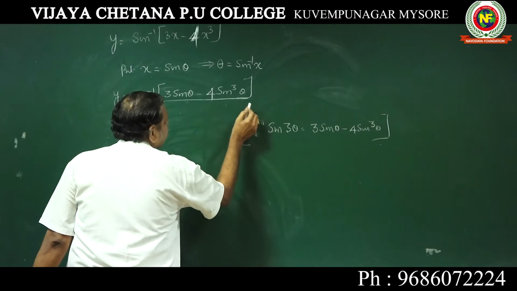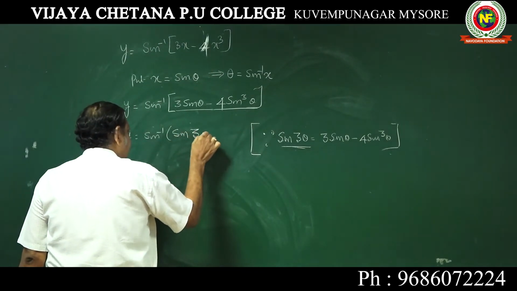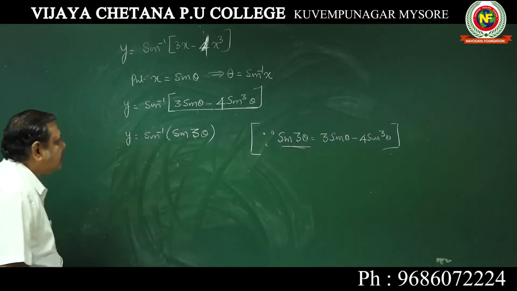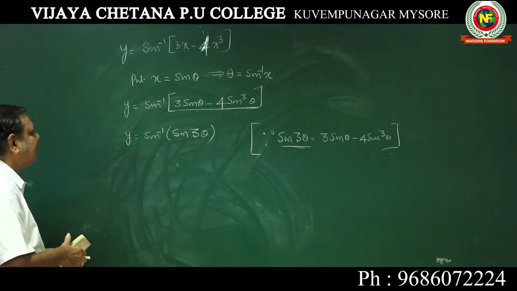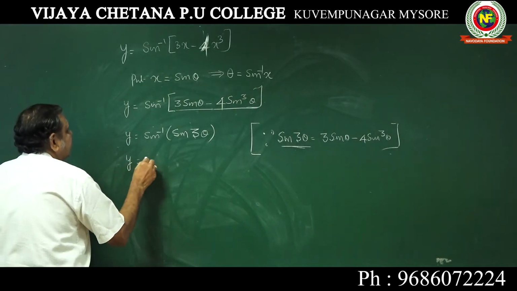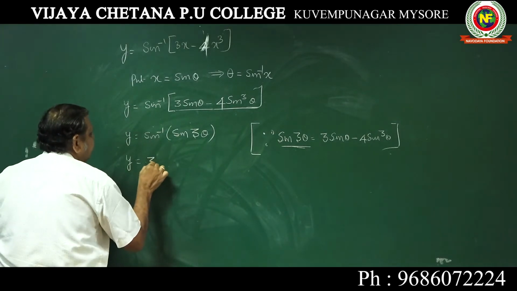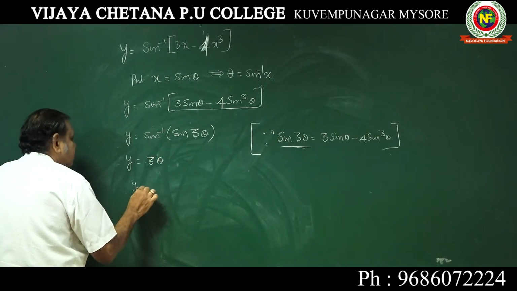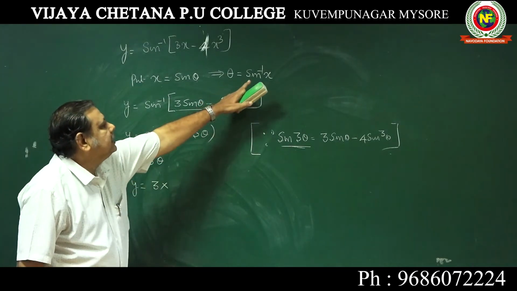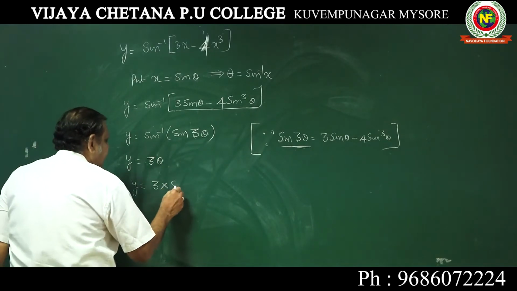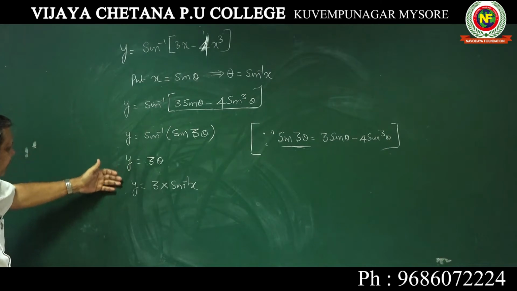So the whole thing you can substitute as sin 3 theta. Then y is equal to sin inverse of sin 3 theta. Sin inverse of sin x is x, so it is simply 3 theta. And y is equal to 3 into theta, where theta is sin inverse x. Till such time, go on writing y itself.